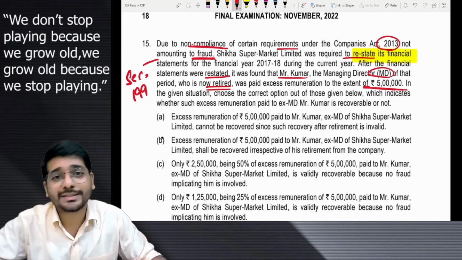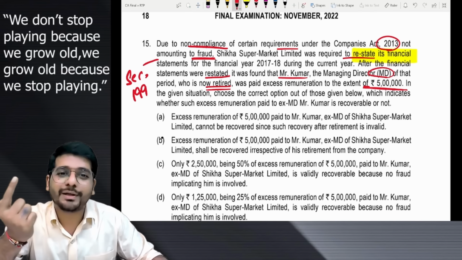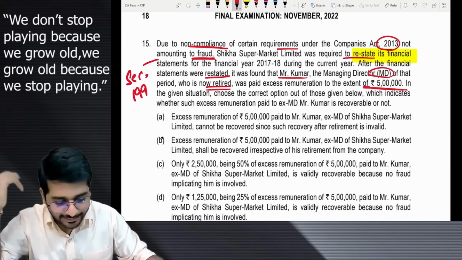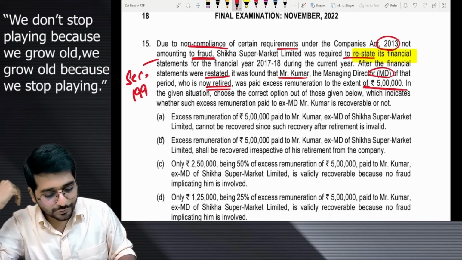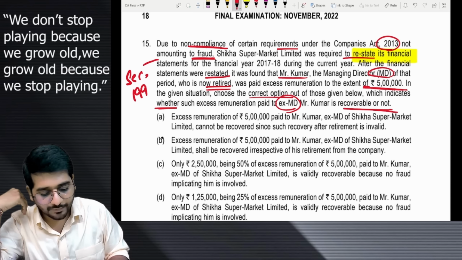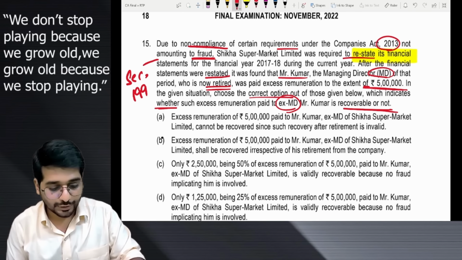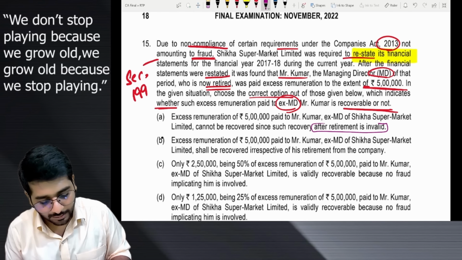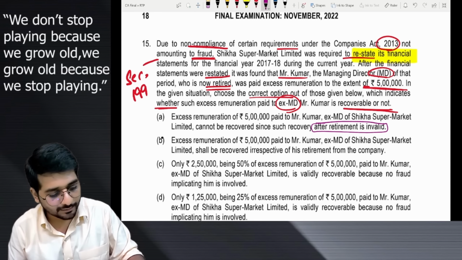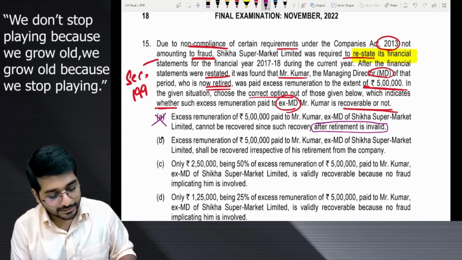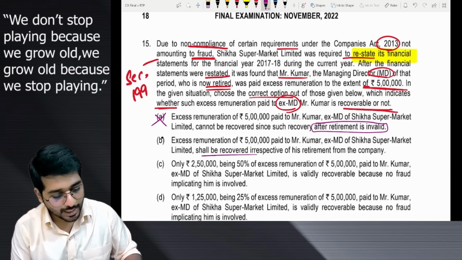So definitely they are going to ask, can you recover or not? Because that is the only one portion which they are covering under section 199 also. Yes, let's see what they are asking. In the given situation, choose the correct option. Whether remuneration paid to ex-MD is recoverable or not. Sir, excess remuneration paid. First option. Because he is retired, so after retirement it is invalid. No ways. 199 clearly says you can recover. Excess remuneration paid shall be recovered.